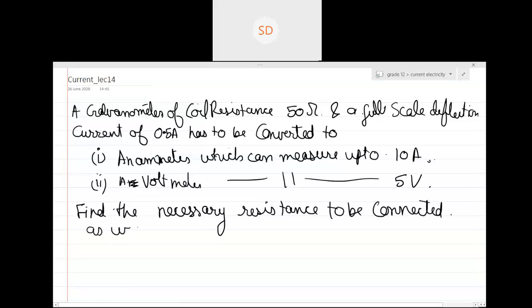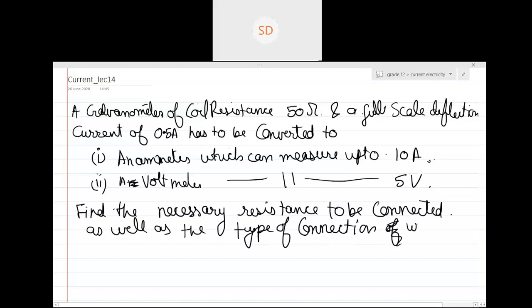as well as the type of connection with the galvanometer. So you need to mention the type of connection with the galvanometer as well, and you need to find out the resistance value as well. Is this clear? Guys, is the question clear?